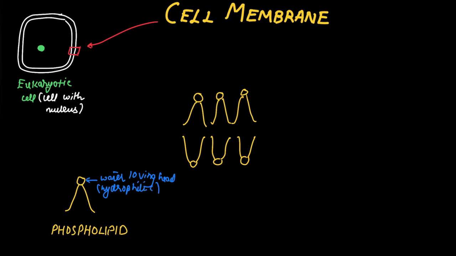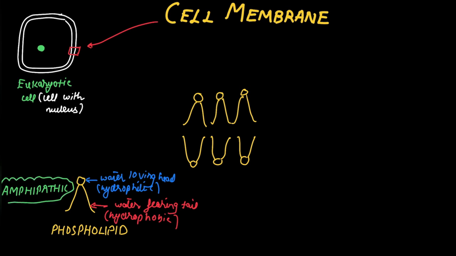The two tails are oriented towards each other, towards the center. The tail portion is water fearing or hydrophobic. And this molecule is called an amphipathic molecule, meaning it has a water loving head, which is hydrophilic, and a water fearing tail, hydrophobic. It has a dual nature.